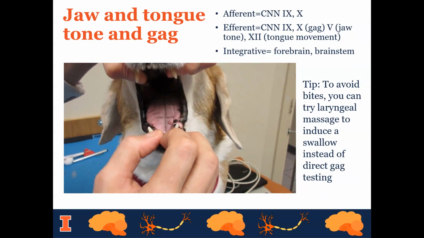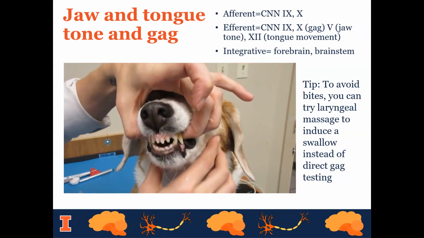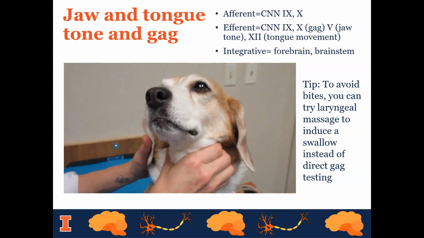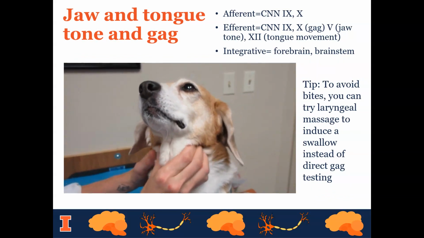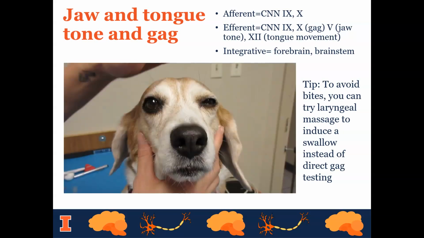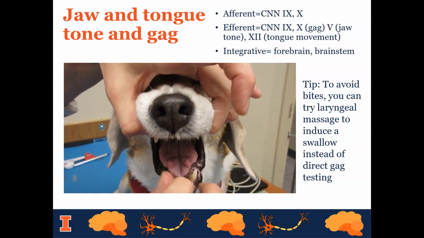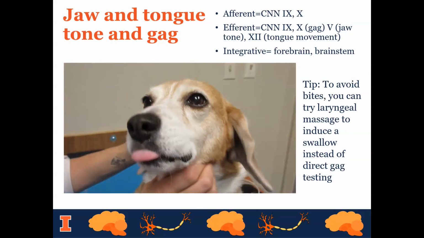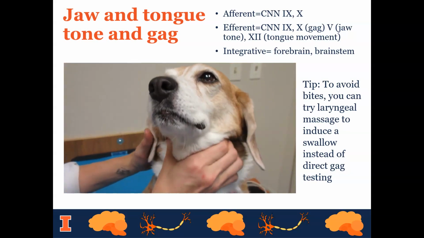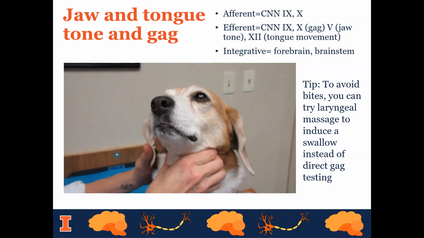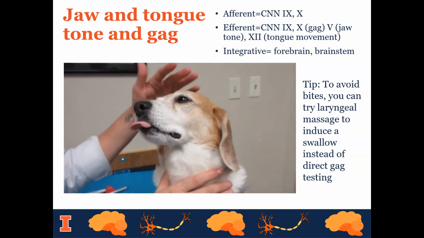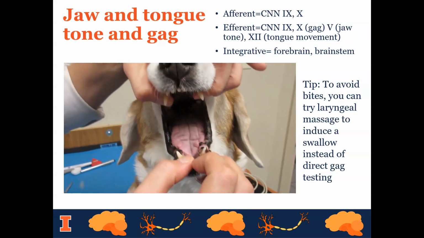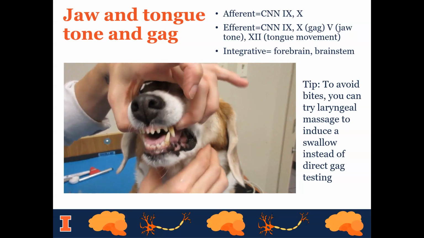We'll have a good look in their mouth to look at their tongue symmetry, jaw tone. And then in dogs that we trust or we're not worried about getting bitten by, sometimes you can even put your finger in their mouth to feel a good, robust gag with your finger against their epiglottis. But animals you're worried about getting bitten by, you can massage their larynx and then try and elicit a good swallow moving past your fingers. I'd say that's less reliable even in normal pets, but it's much safer than putting your hand inside their mouth.